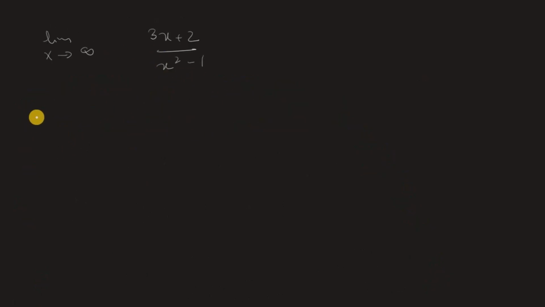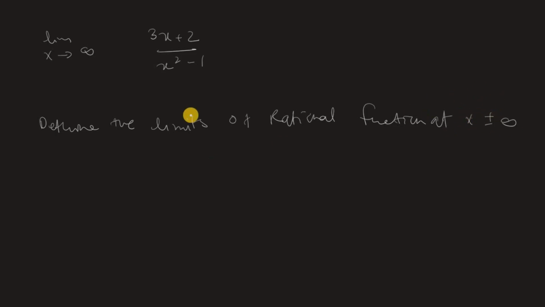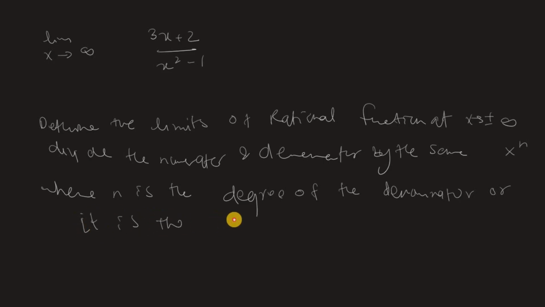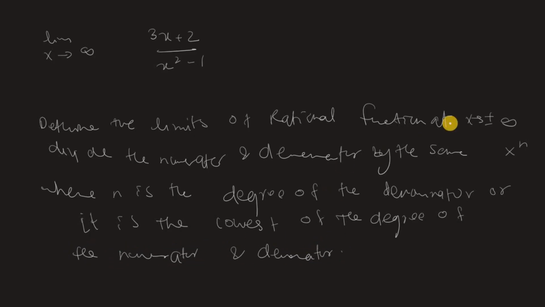To solve this, I'm just going to write it over here so you guys don't forget. To determine the limits of a rational function at positive or negative infinity, divide the numerator and denominator by the same x to the power of n, where n is the degree of the denominator, or it is the lowest of the degree of the numerator and denominator. So this is basically what you have to know.